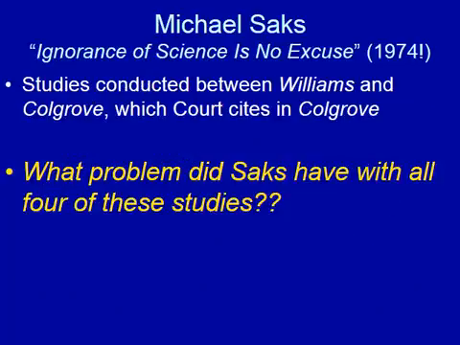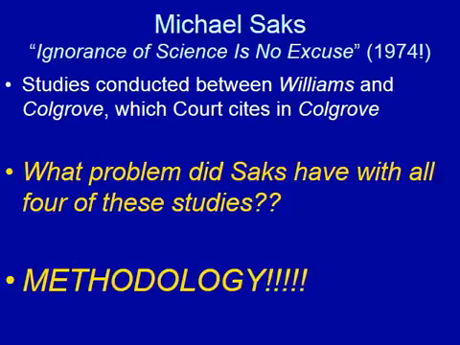Then Sachs moves on to talk about the 4 studies that were conducted in the years between Williams and Colgrove, from 1970 to 1973, which the court, in fact, considered in Colgrove as supposedly supporting their proposition that 6-member juries were equivalent. And what problem did Sachs have with all 4 of those studies? Methodology. Methodology was the problem he had.